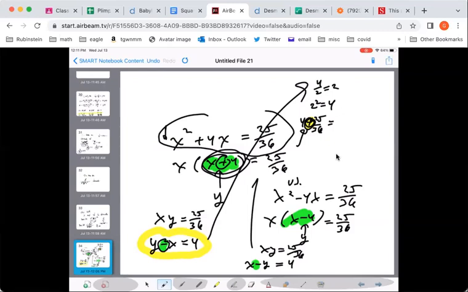Now 4 plus 25 over 36 becomes 4 times 36 is 144. So it becomes 169 over 36, which is good because that actually is a perfect square still. And then you can add that to the 2. So it does still work, although the answer ends up with fractions.